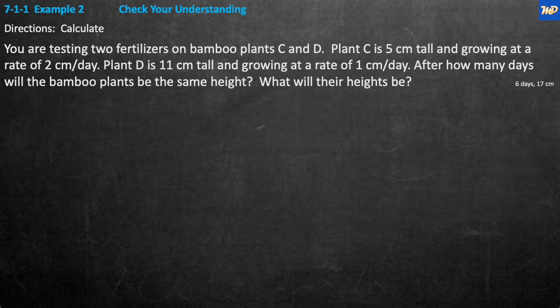Okay, example 2, check your understanding. You are testing 2 fertilizers on bamboo plants C and D. Plant C is 5 centimeters tall and growing at a rate of 2 centimeters per day. Plant D is 11 centimeters tall and growing at a rate of 1 centimeter per day. After how many days will both bamboo plants be the same height? And what will the height be?